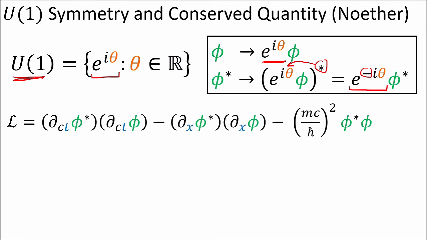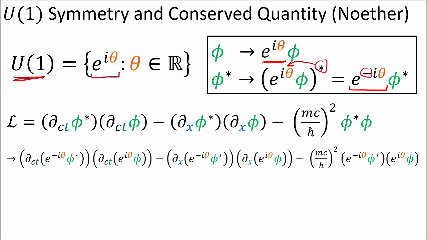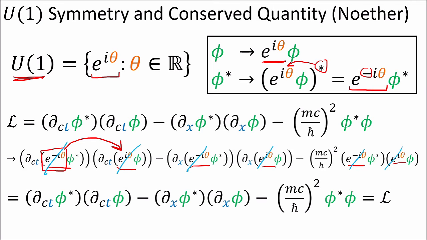If we take our Lagrangian and apply this U1 phase transformation to the field phi, all of these complex phases do not depend on the spacetime variables, so we can pull them in and out of the spacetime derivatives. This means that every positive phase will get cancelled by a corresponding negative phase, so the overall Lagrangian is left unchanged by this U1 phase transformation.